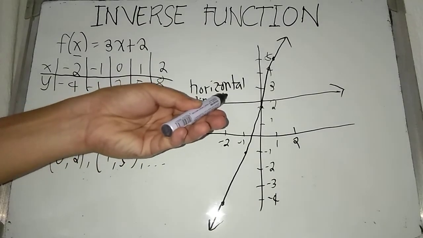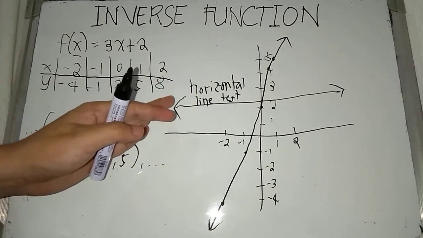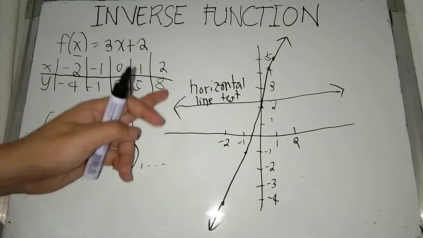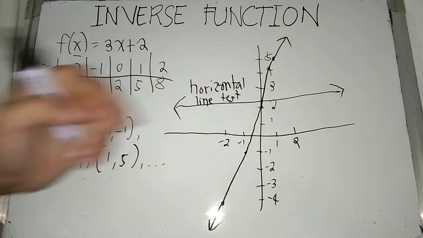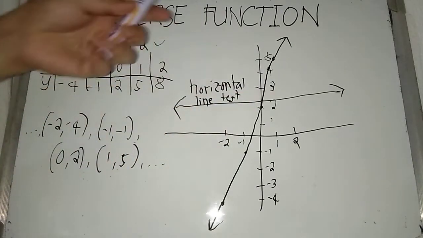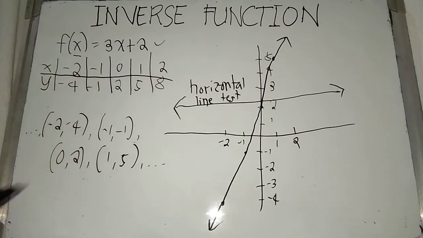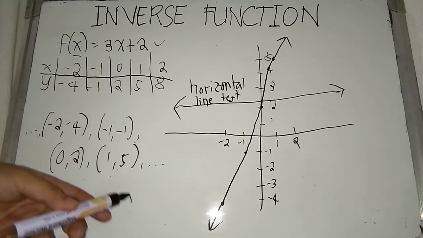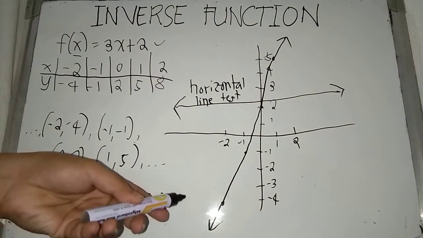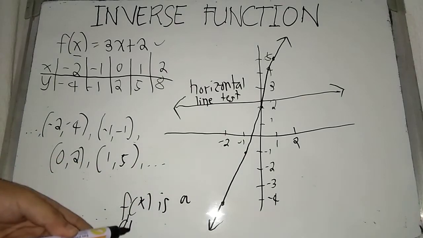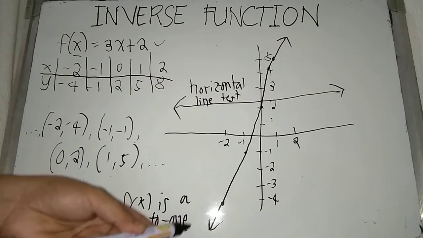Now, what's the purpose of the horizontal line test? Its purpose is that if the horizontal line passes the graph at no more than 1 point, then this function, f of x equals 3x plus 2, is a one-to-one function. So therefore, f of x is a one-to-one function.